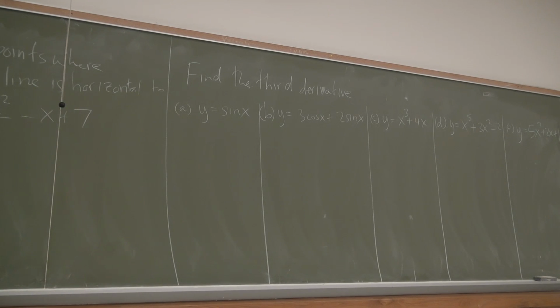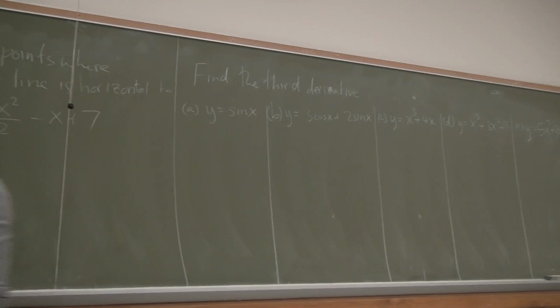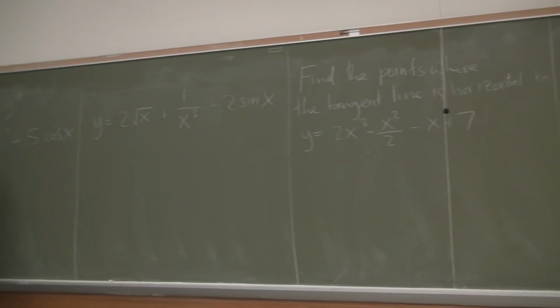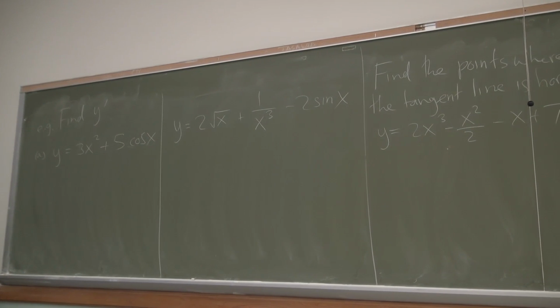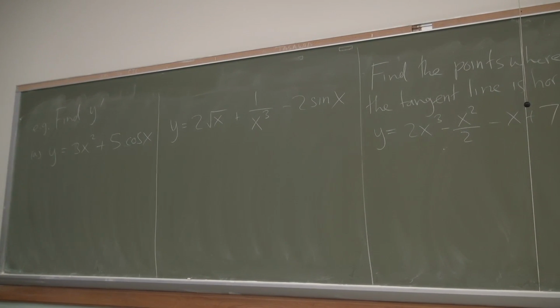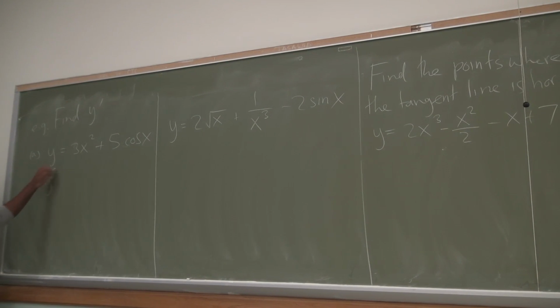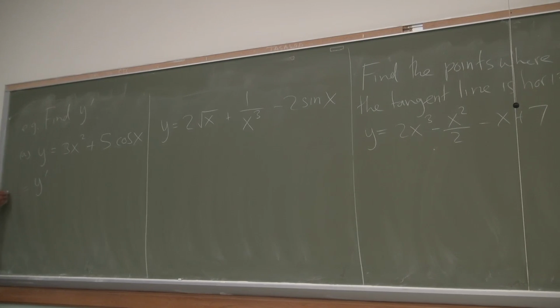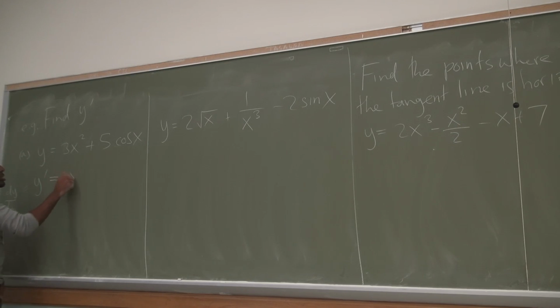Let's actually go through these starting from the left. How do we find the derivative? Remember notation, I can write y prime, or I could write dy dx, they mean the same thing. So y prime in this case would be 6x, because you leave the 5 alone, the derivative of cosine x is minus sine x, so it just becomes minus 5 sine x.